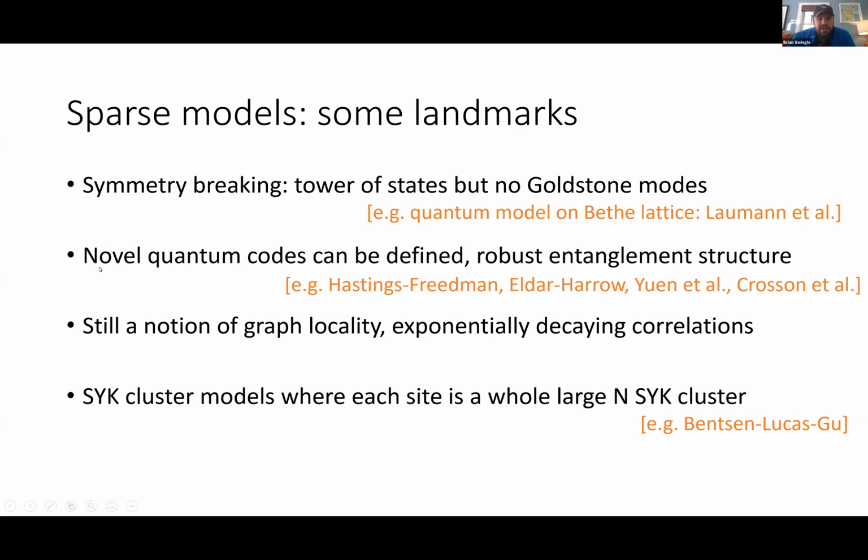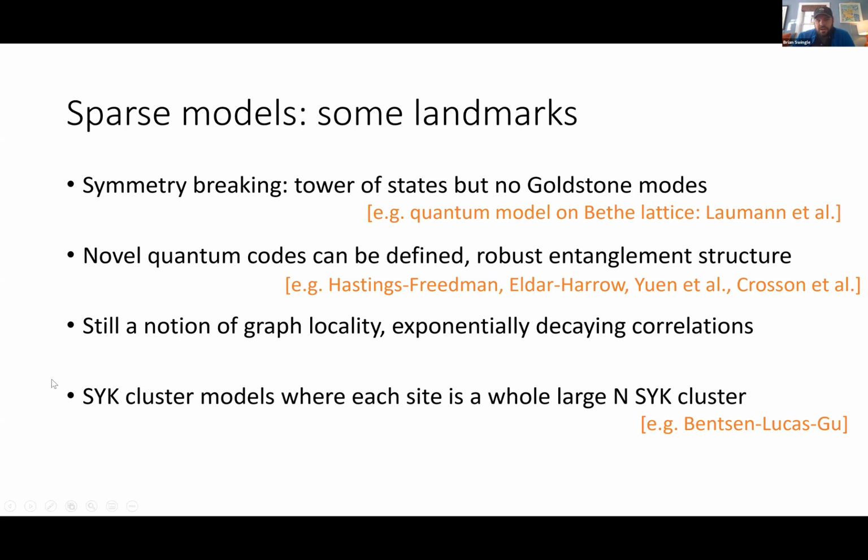Yeah, I already mentioned this. There are these interesting novel codes with robust entanglement structure that arise in the context of sparse stabilizer models. I won't really talk about them, but that's definitely a motivation to think about this class of systems. And then I also wanted to mention, as I already pointed out, that there's still a notion of graph locality. You can talk about exponentially decaying correlations and so forth. And also in terms of previous literature, I'll mention that there is previous work by Benson, Gu, and Lucas, where they studied models where you take clusters of SYK, so whole large-N clusters, and put them on the vertices of a graph.